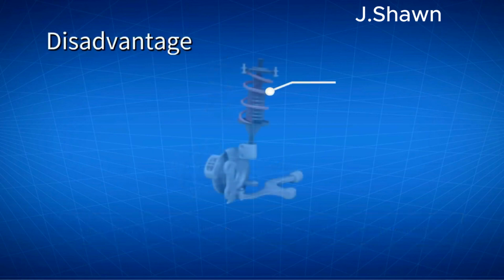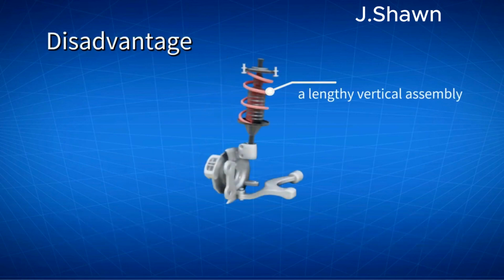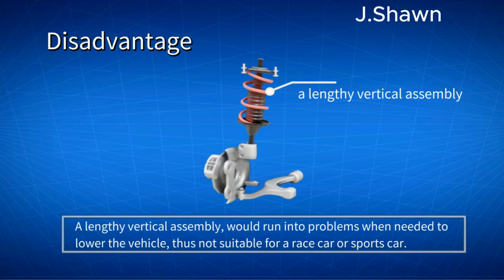The disadvantage: the McPherson strut suspension has a lengthy vertical assembly, which would run into problems if needed to lower the vehicle. Thus it's not suitable for a race car or sports car, as these types of vehicles are often lowered closer to the ground.